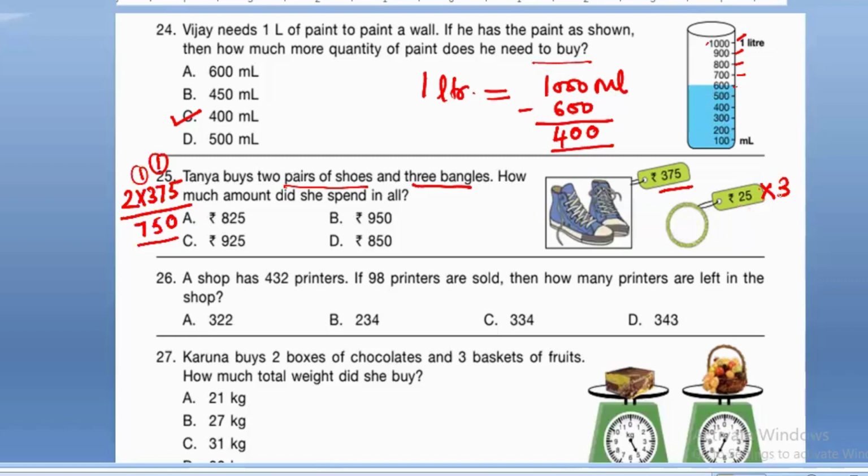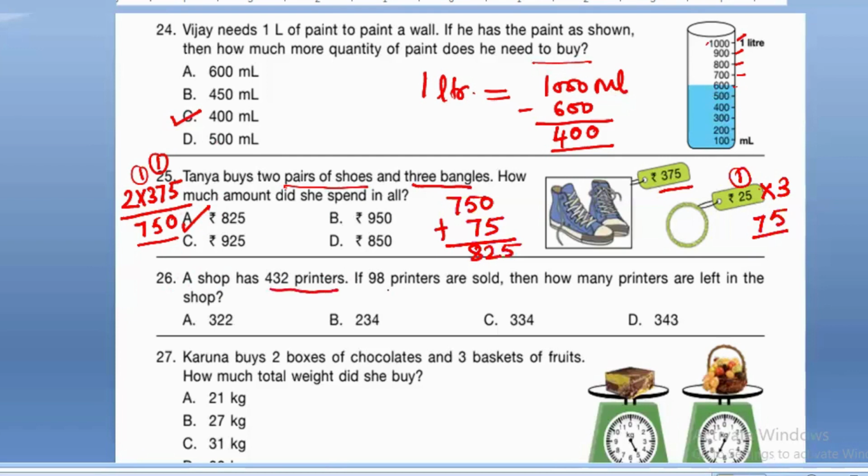So, what are we getting? 3 5s are 15, 5 over here, 1 over there in a carry over form. Now 3 2s are 6 plus 1, 75. Okay. Now for finding the total amount, what are we supposed to do? We need to add both the amounts. When we add both the amounts, we will get 825. So our correct answer will be 825.